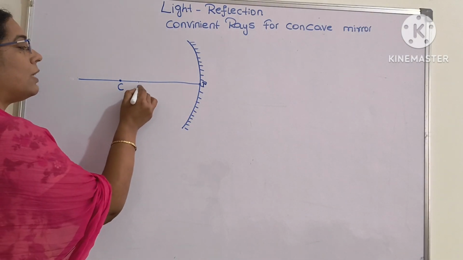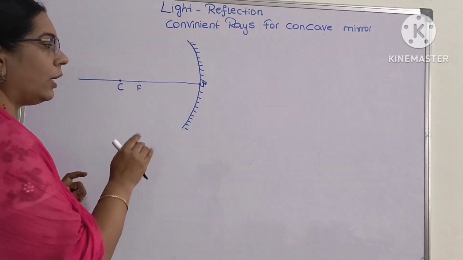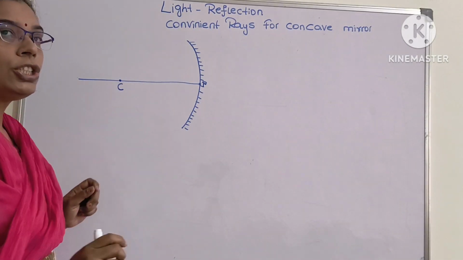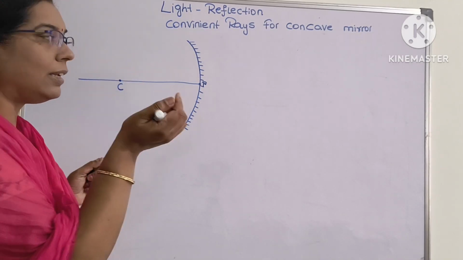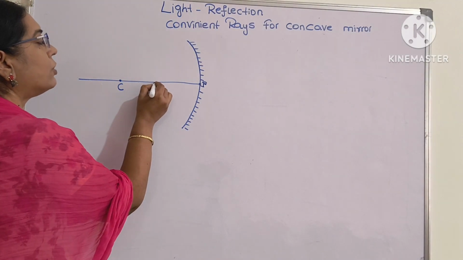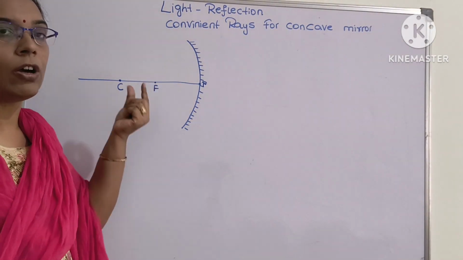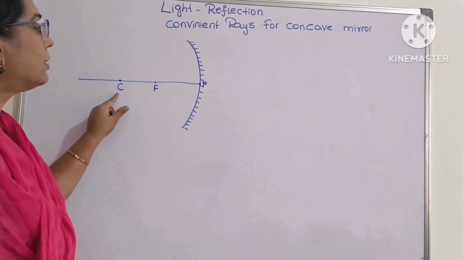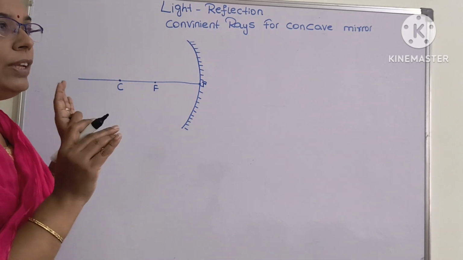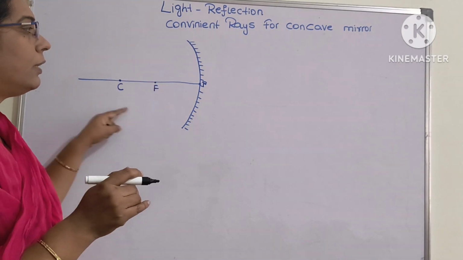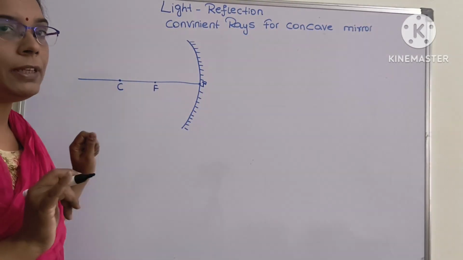Do not write the focus such that there is a difference between C to F and F to P. By conscious effort, try to put F exactly at the center, if not exactly, at least approximately at the center of C and P. So CF should be equal to FP. Always, the focus is the midpoint of C and P. Now the moment they say draw any ray diagrams or convenient rays for a concave mirror, these are compulsory: your C, F, P and the mirror along with the principal axis.